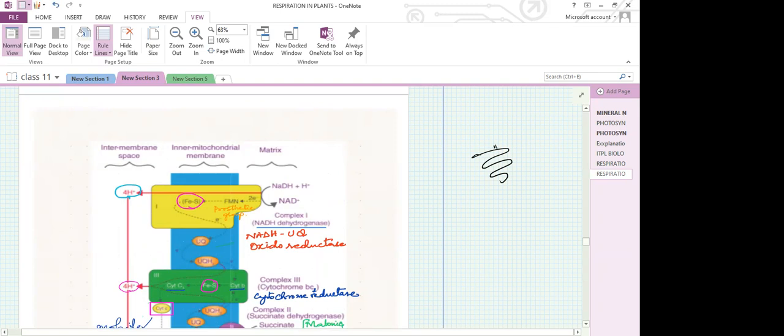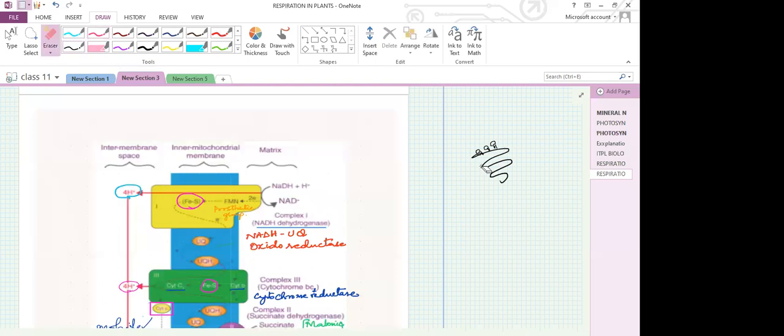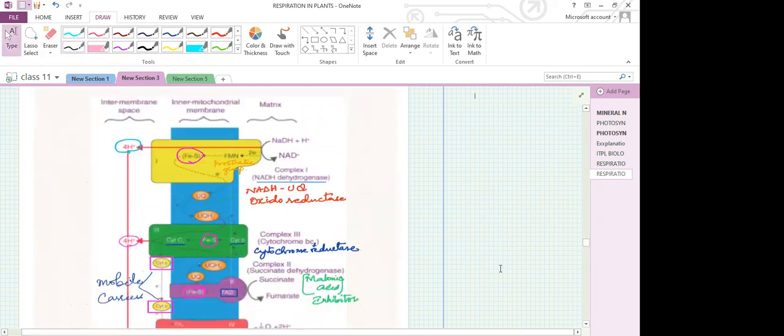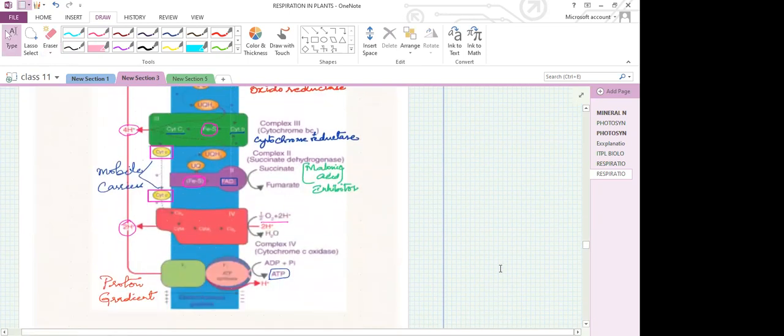So it has racket-shaped structures. What are these racket-shaped structures? F0 and F1 particles, the mitochondrial coupling factors. F0 is embedded in the membrane and F1 acts as ATP synthase only during the formation of ATP, or during phosphorylation. But before the phosphorylation, how the electrons will move from one complex to another, that's what we need to know here, just like chemiosmosis. Are you understanding? Yes, ma'am.